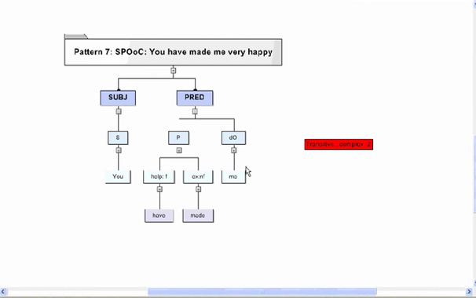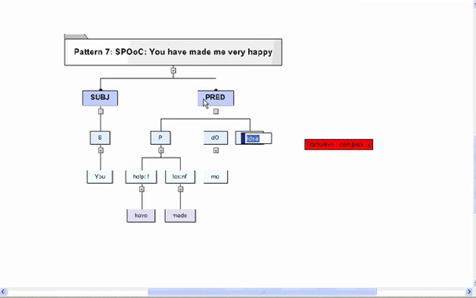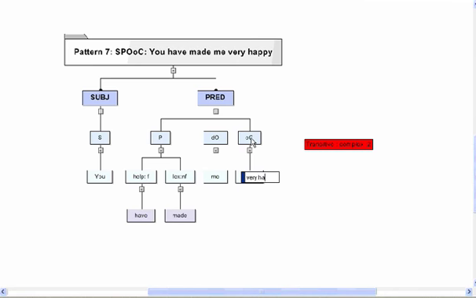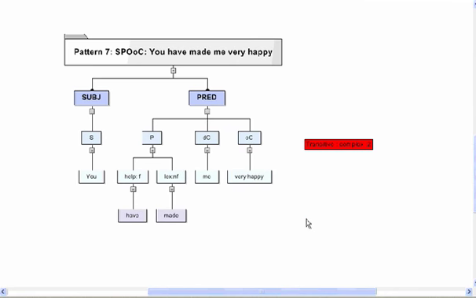Instead, "very happy" describes, well, does it describe "you"? No, it describes "me" here. So this is what is called an object complement. That is, it tells you more about the object. There are some verbs in the English language, at least when used in this instance, where "you have made me" requires something which describes this object here. In this case, it's "me," and in a way it tells you more.